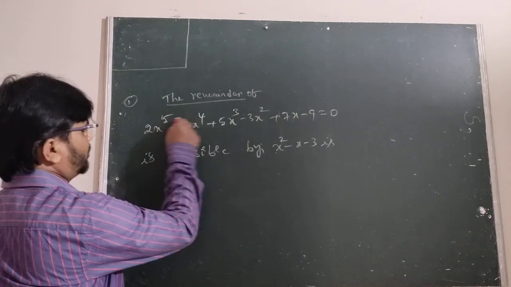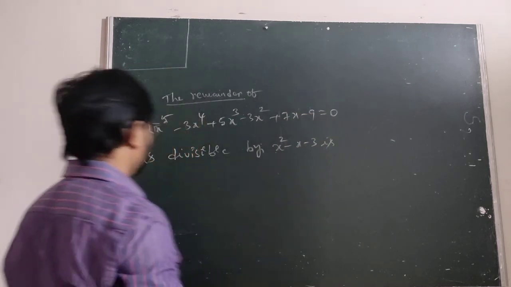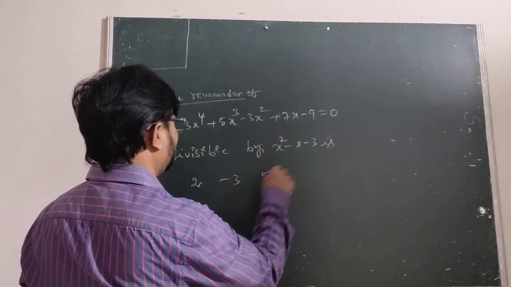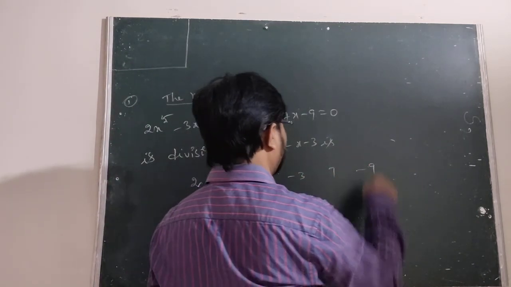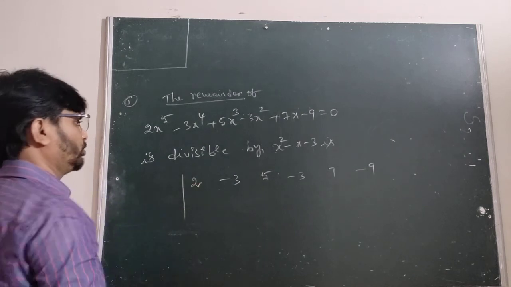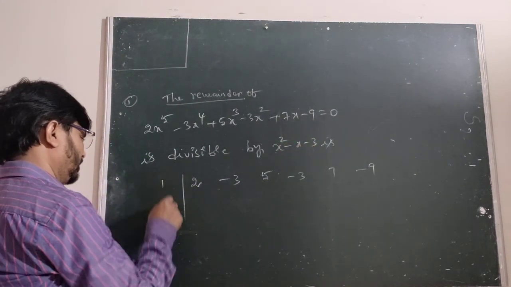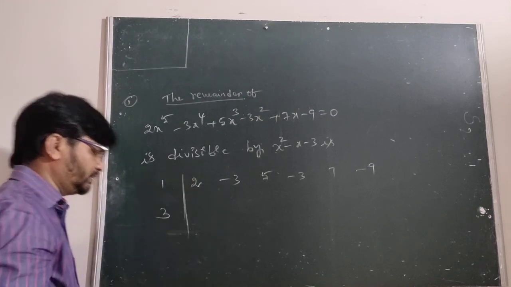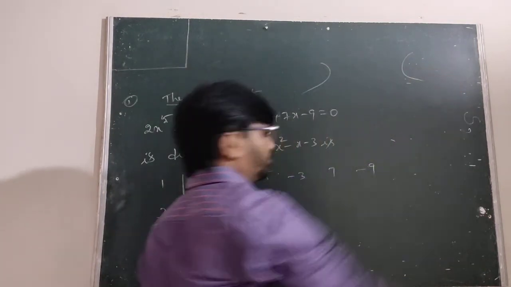First you take x power 5, x power 4, x cube, x square, x, 1. Every coefficient is there. Now 2 first, write. Next minus 3. Then it is 5. Next one minus 3. Next one 7. This is minus 9. First you take the coefficients with opposite sign of the x term and constant, that is 1 and 3. If it is difficult, then you can take the actual division. This is the actual division.